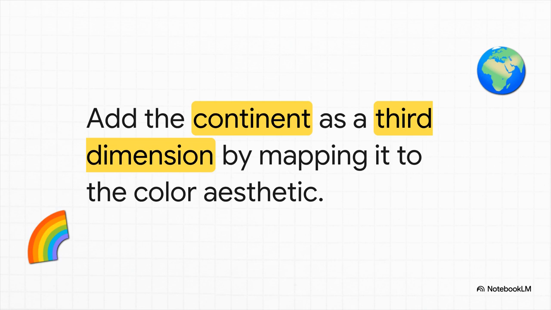Now for Act 2. The plot thickens. We add one tiny instruction, map the continent data to the color of the points. And just like that, bam, the plot just springs to life. We're not looking at one big blob anymore. We're suddenly seeing 5 different stories, one for each continent, all happening at the same time.